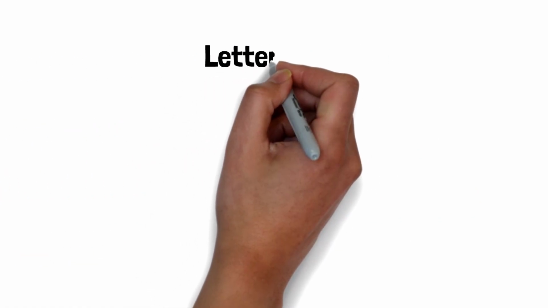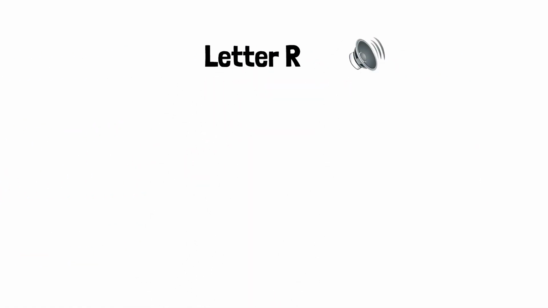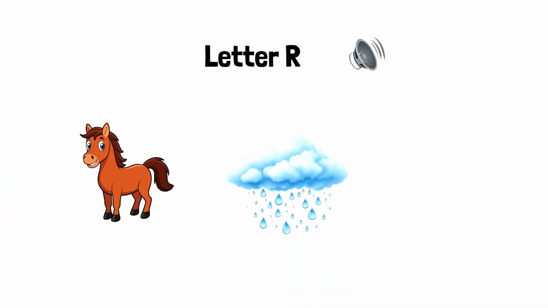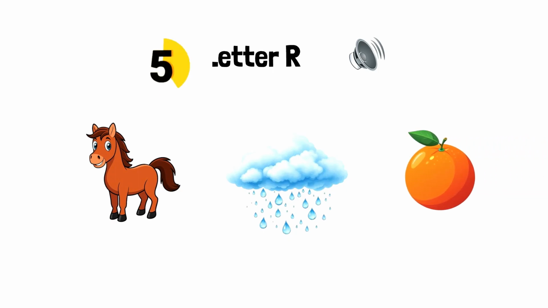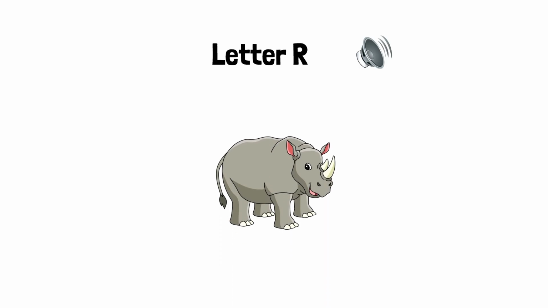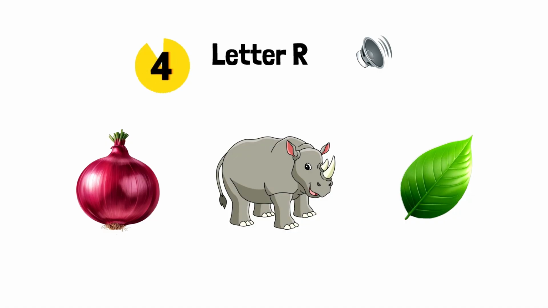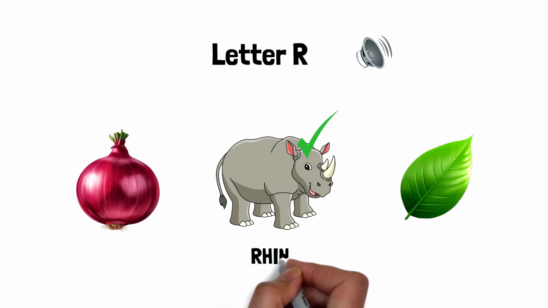Letter R sound test. Which picture starts with this sound? Rain, horse, orange. Yes, R for rain, rain. Which word starts with R? Rhino, onion, leaf. Correct, R for rhino, rhino.